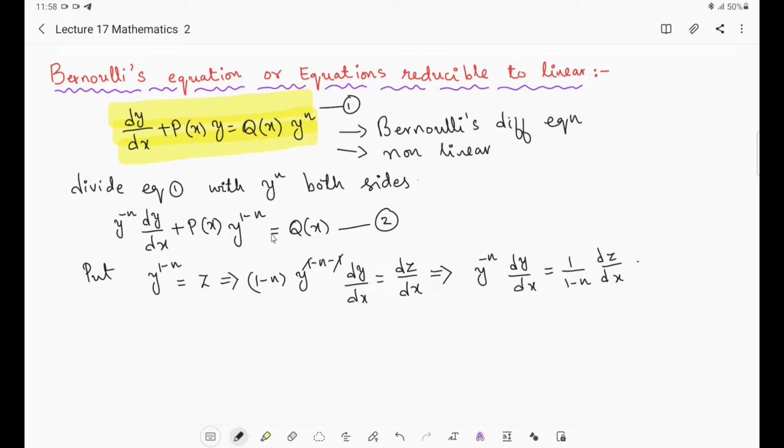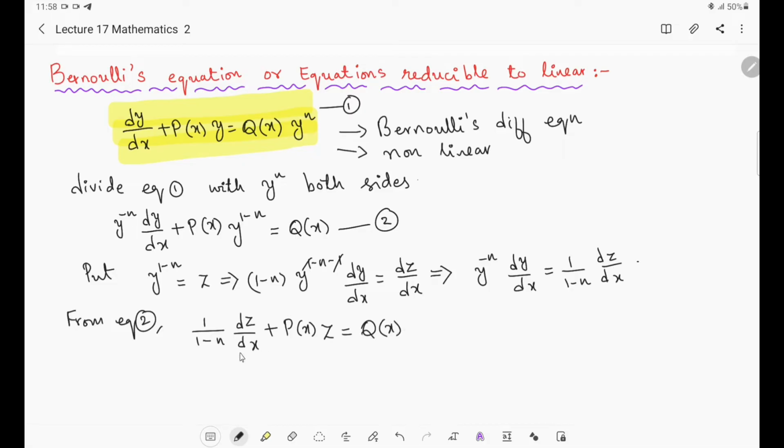Now, you take this substitution in equation 2. So, from equation 2, you see that this y power minus n dy by dx can be replaced with 1 by 1 minus n. So, this will become 1 by 1 minus n into dz by dx plus this p of x as it is, into y power 1 minus n is there. Y power 1 minus n can be replaced with z, which is equal to q of x.